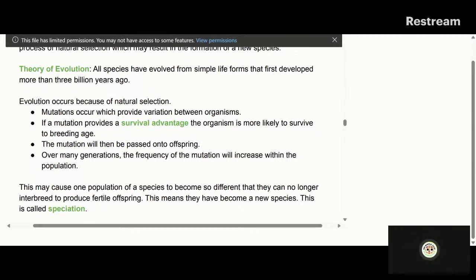if a mutation provided a survival advantage, it would provide a selection pressure, and a selection pressure is just when it's more advantageous to have a certain characteristic than another. The mutation will then be passed on to offspring, and over many generations, the frequency of this mutation would increase. Now, this may cause one population of the species to become so different that they can no longer interbreed to provide fertile offspring, which means that a new species is formed, called speciation.